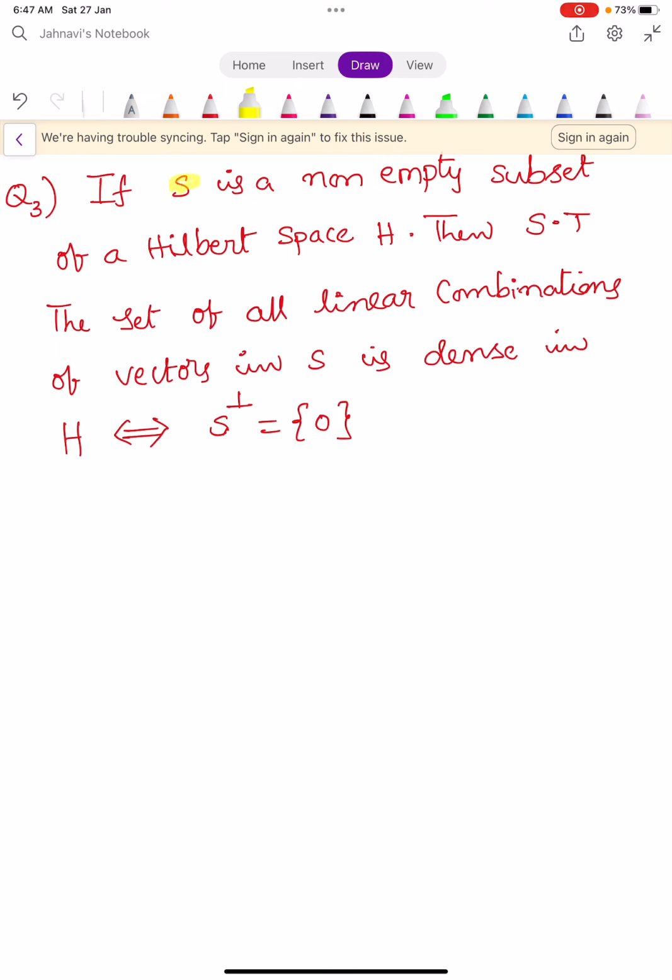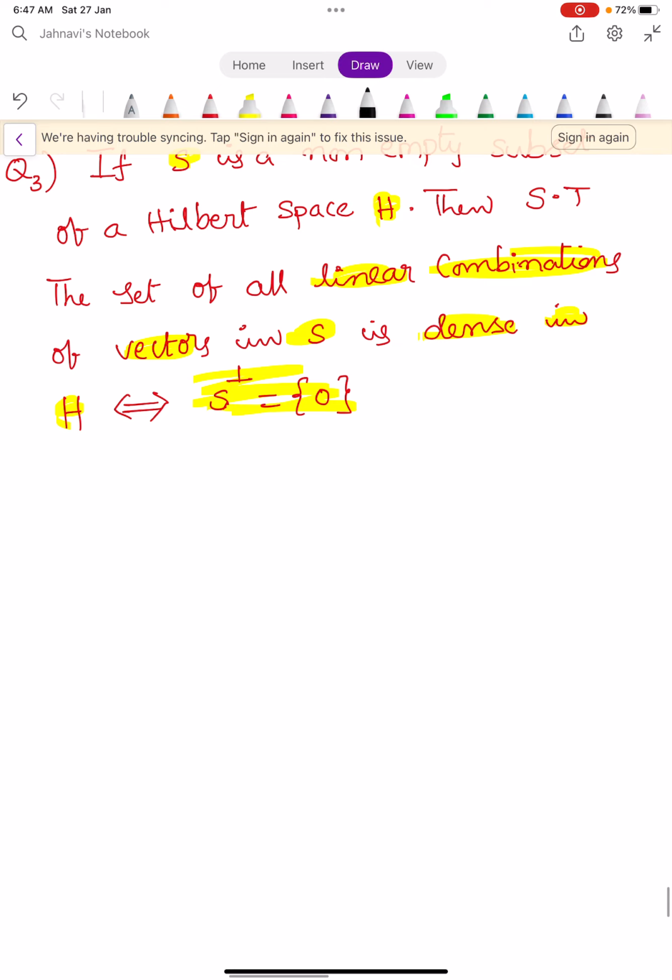Here, if S is a non-empty subset of a Hilbert space capital H, then show that the set of all linear combinations of vectors in capital S is dense in capital H if and only if S perpendicular is equal to {0}. So, one of the important properties of Hilbert spaces. Right, let us prove this.